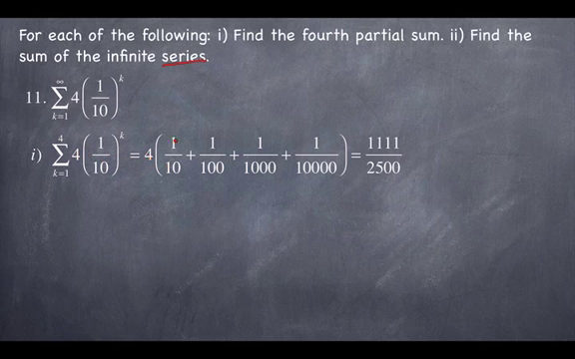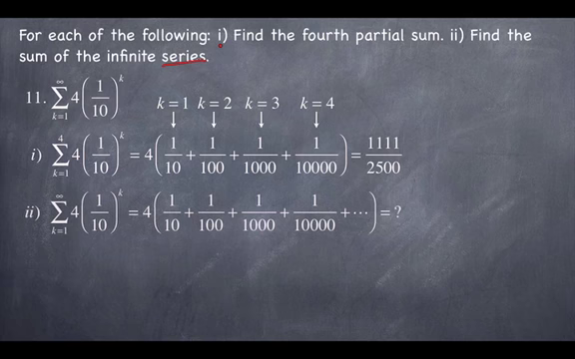How do I get 1/10? I just let k equal 1, and I get 1/10. How do I get 1/100? I let k equal 2, and I get 1/10 squared, which is 1 over 100. This is k equals 3. This is k equals 4. And then at this point, all I need to do is add all these numbers, multiply by 4, and I get the following. This is part A, or part 1.